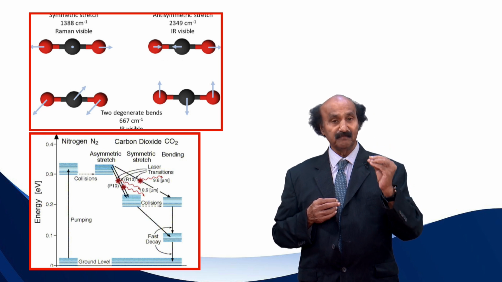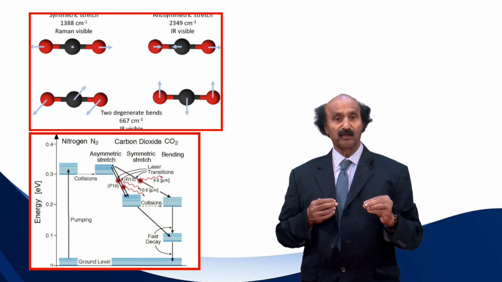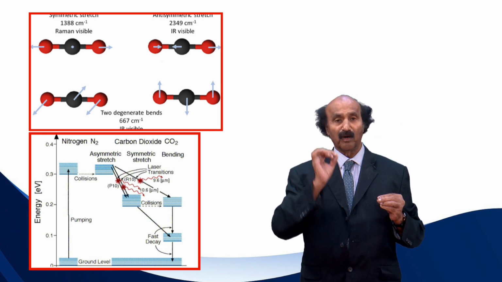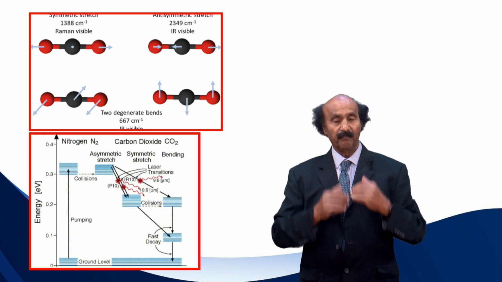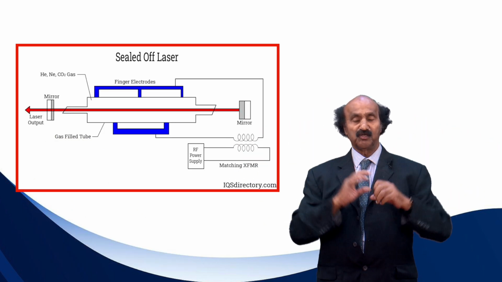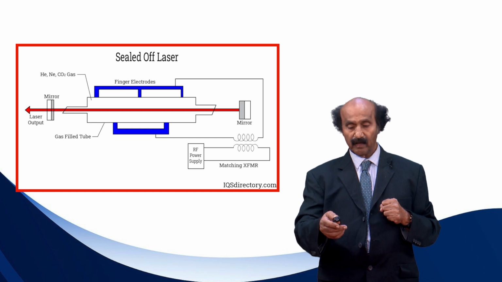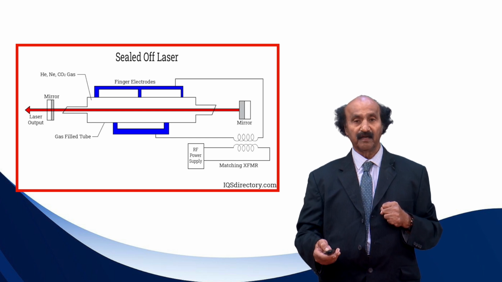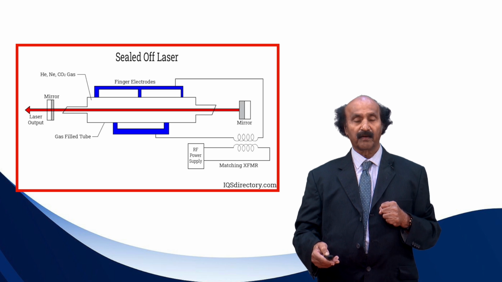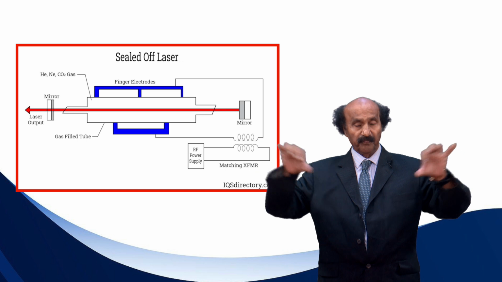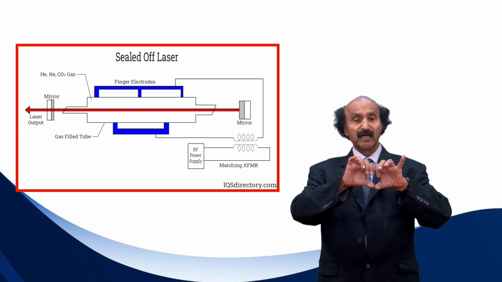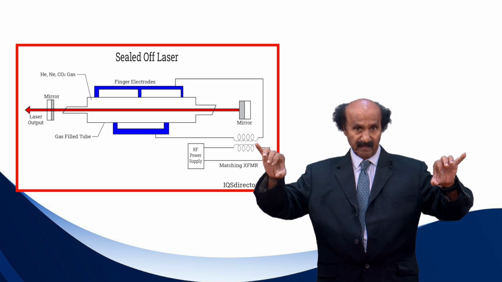Take 7 times of nitrogen molecule, with 1 CO2 molecule inside. That is all, the starting point. Let me repeat. You take a discharge tube. As shown in the picture, it is a discharge tube of about 1 or 2 centimeter diameter and a length of about 1 meter.